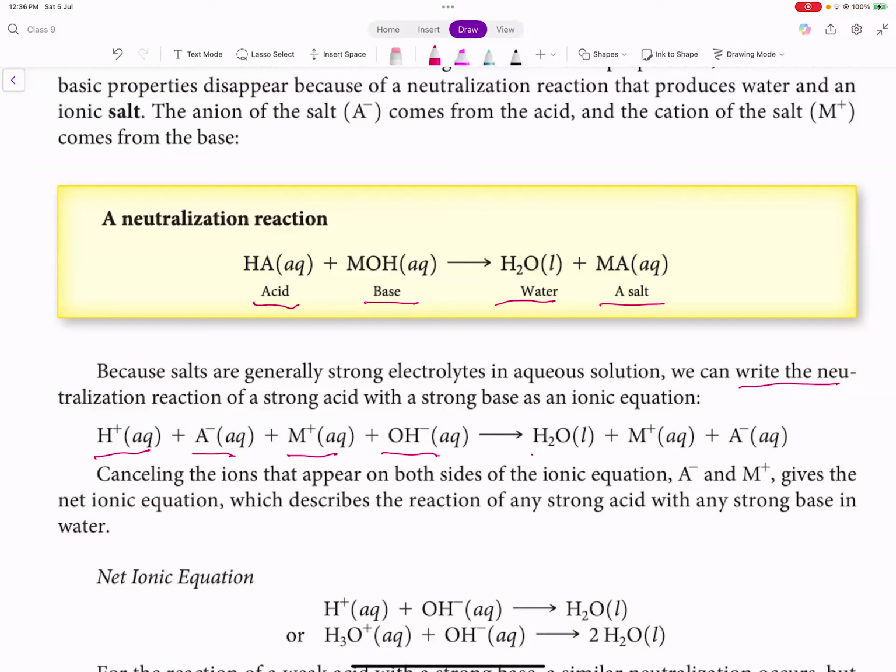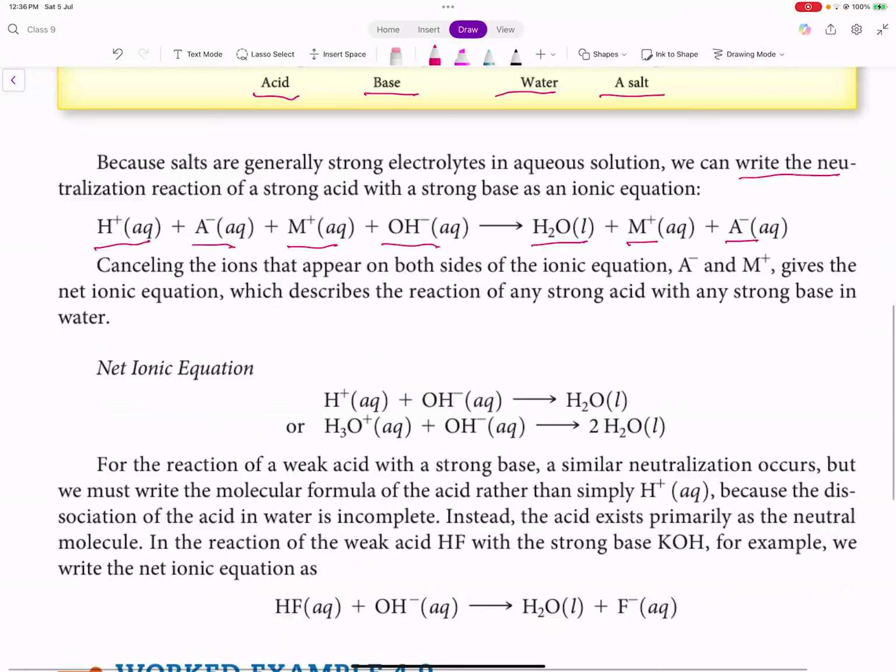And the products are H2O liquid. This I cannot write any other way because it is a molecule. And the salt I can again write as M+ aqueous and A- aqueous. So M+ and A- will cancel out and we will have the net ionic equation: H+ aqueous plus OH- aqueous giving H2O liquid. Or we can write the same thing with H3O+ aqueous instead of H+ aqueous, and in this case it will become 2H2O liquid. Okay.